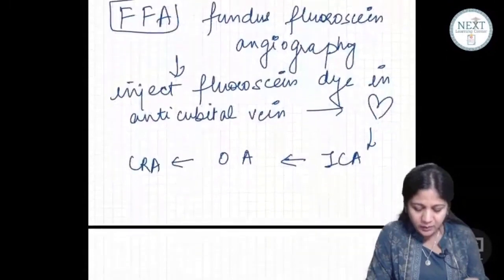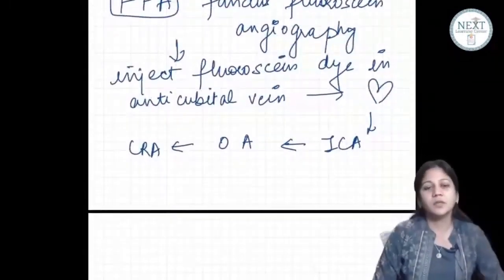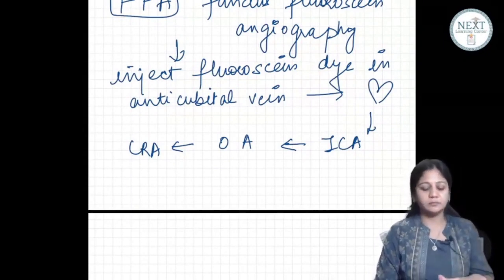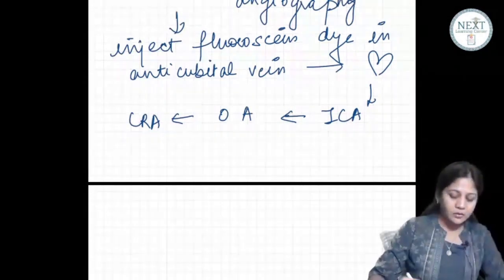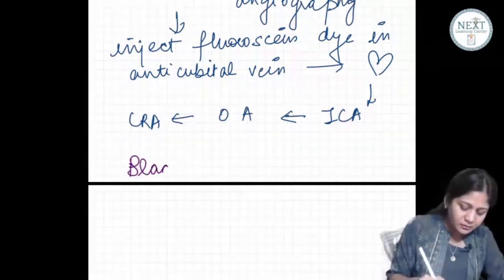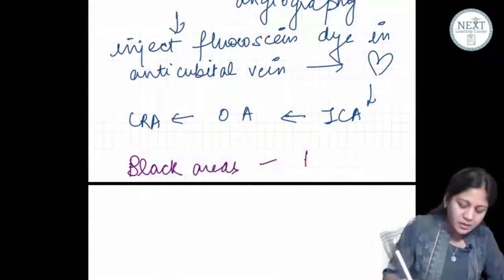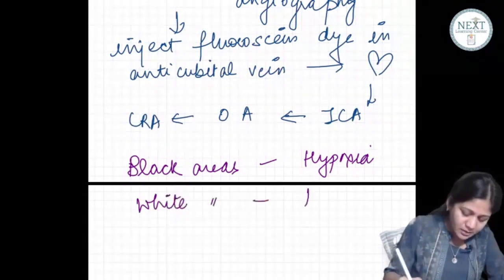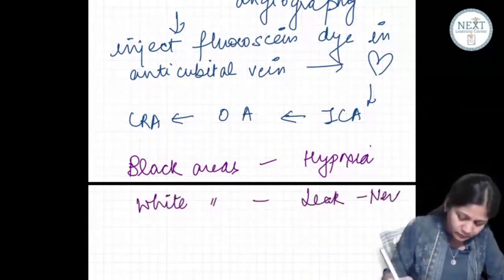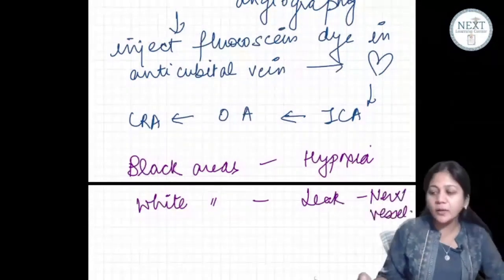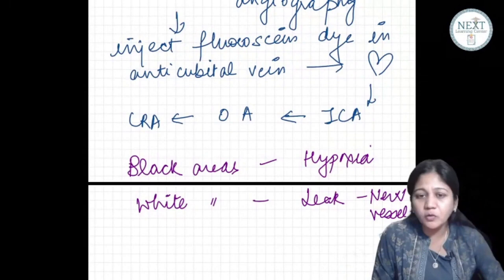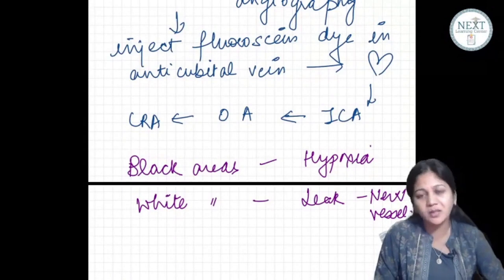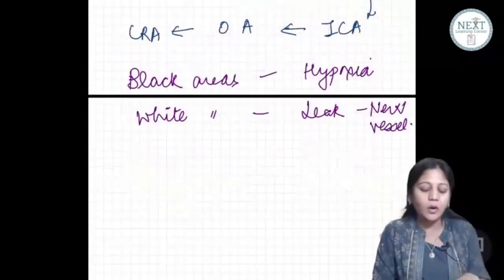I can't show you in between, dear. So the dye has gone into the central retinal artery. Now what will happen? So guys, when you see excessive black areas, that means there is a hypoxia, there is an ischemia. When you see excessive white areas, that means there is a leak from the new vessel. Is it okay? Leak from a new vessel. So you will come to know which area has bled, which area has new vessel, which area is hypoxic. Okay, then you treat accordingly.